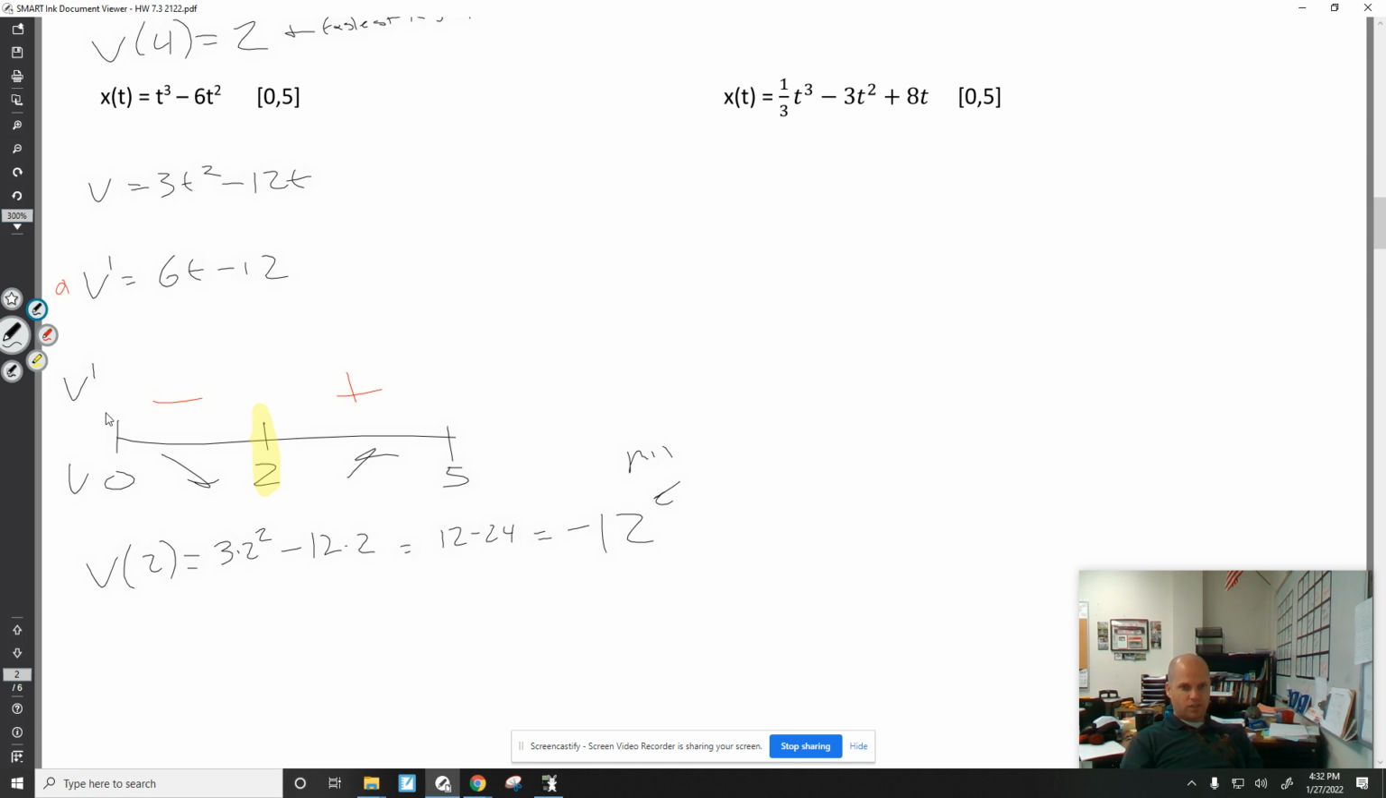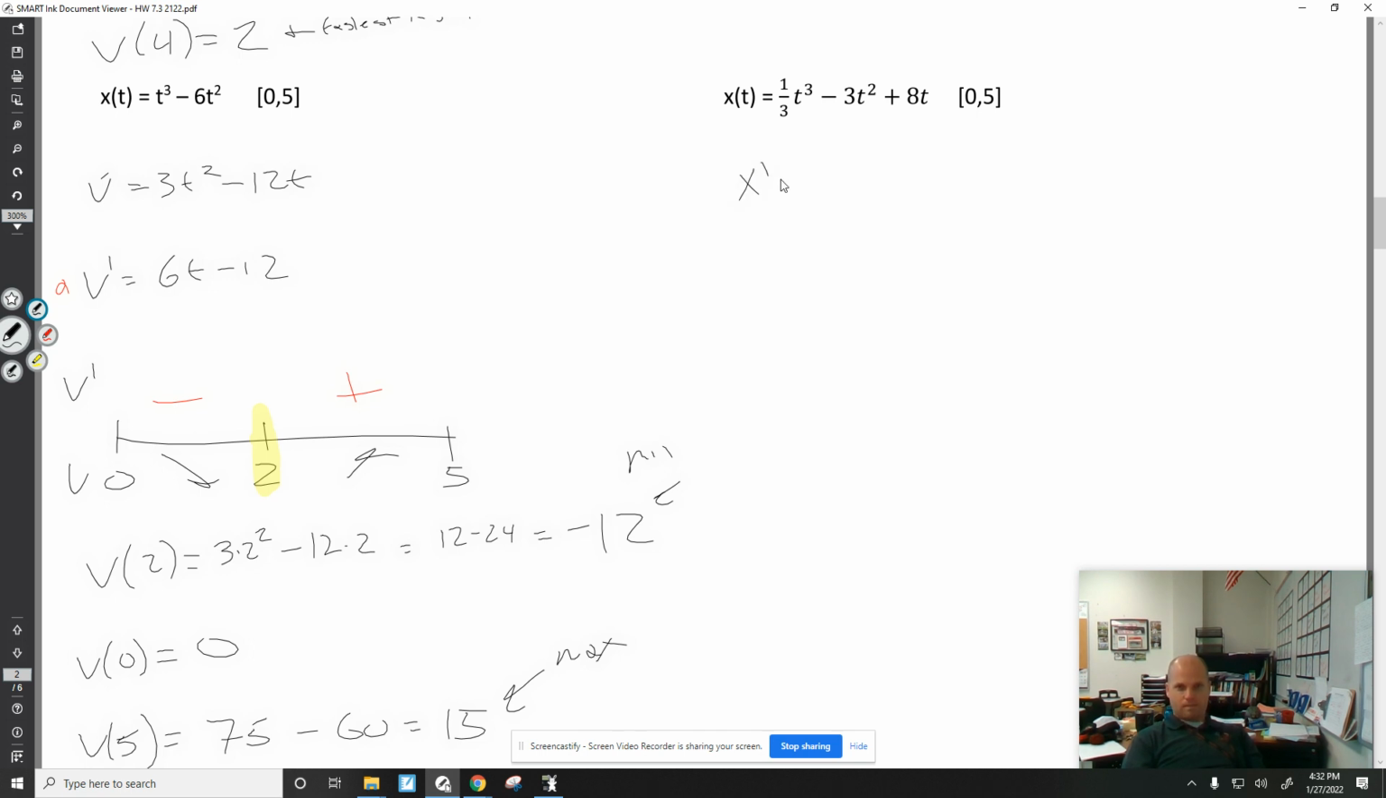Fastest right, it's either at 0 or 5. Velocity of 0, here's my velocity, it would be 0. Velocity of 5, I think I can do this. 5 squared is 25, times 3 is 75. 12 times 5 is 60. So I get 15 max. Okay, moving fastest to the right at the 5th second.